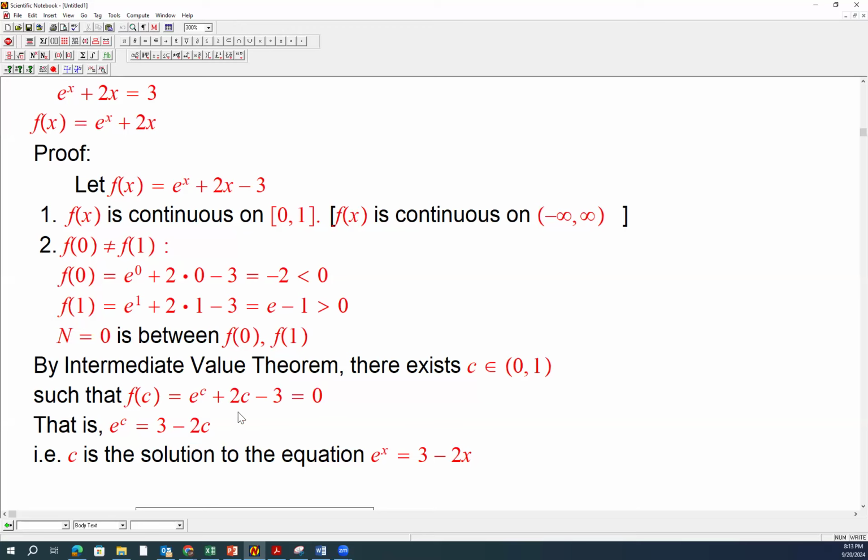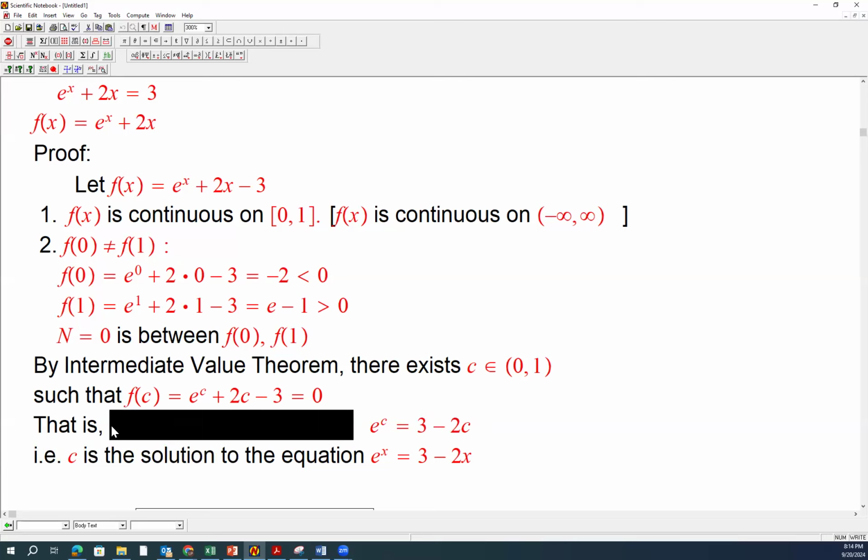And now, what does that imply? Since this is guaranteed to be true, we just add 3 and subtract 2c on both sides. This statement now is guaranteed to be true because such a number c exists, and c now is the solution to that equation. You can see these two are similar, right? So c makes it true. So c is the solution to that equation.